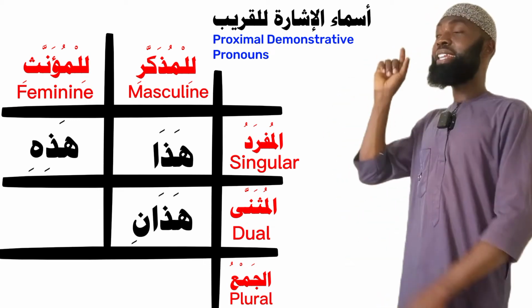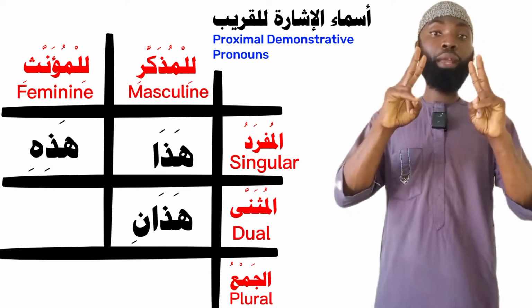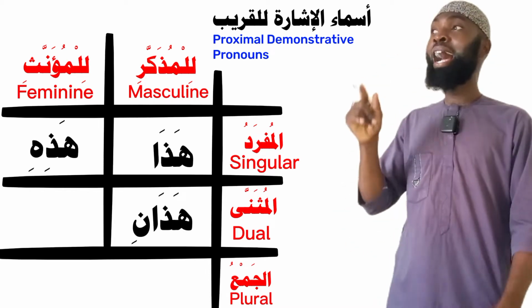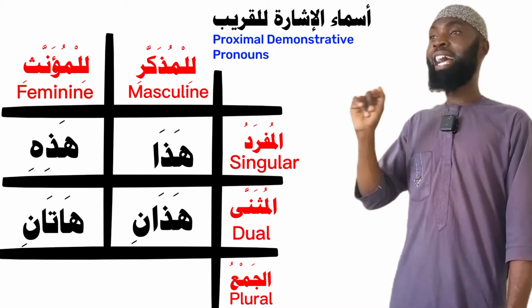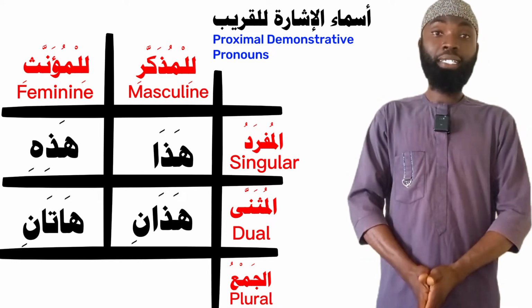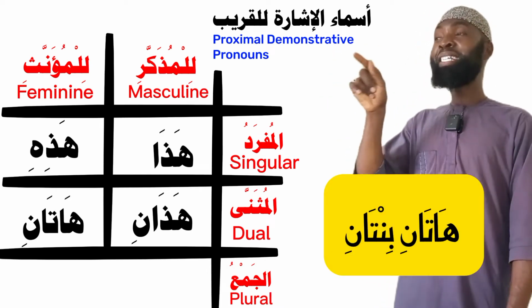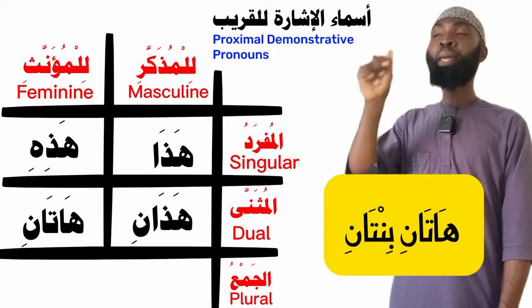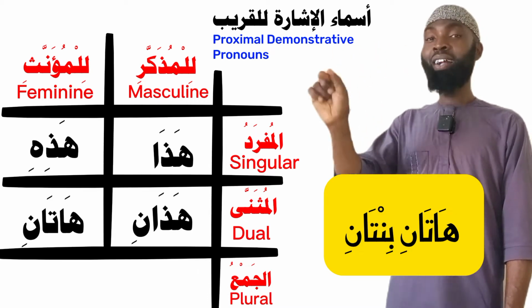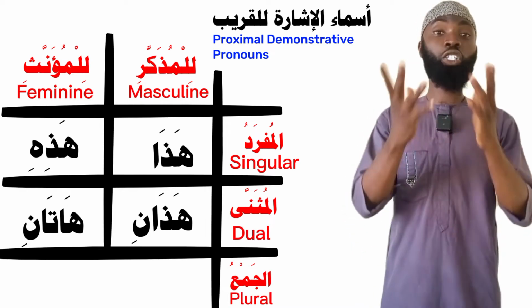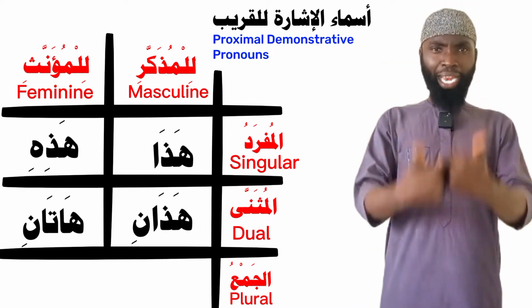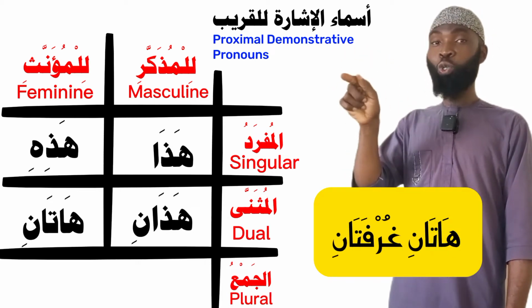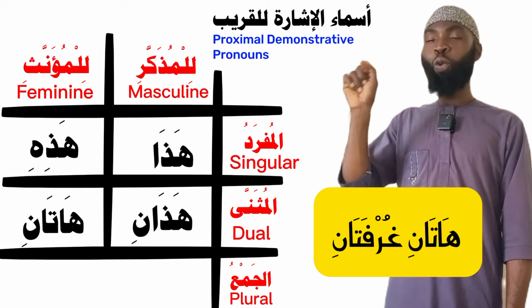Now moving on, under the lil muannath for the feminine, if we have two female words or two feminine words, what do we use as the demonstrative pronouns? We can simply say hatani. Again, hatani. An example, I can simply say hatani bintani. These are two girls. Hatani bintani. What if we have two objects and these objects fall under the category of feminine? I can simply say hatani ghurfatani. These are two rooms. Hatani ghurfatani.